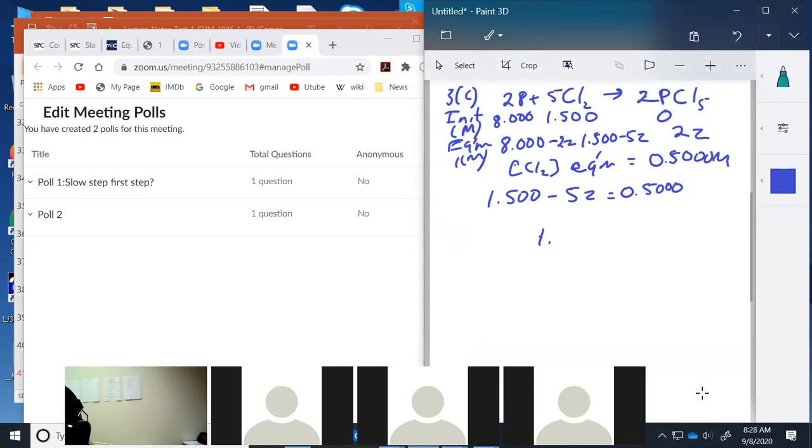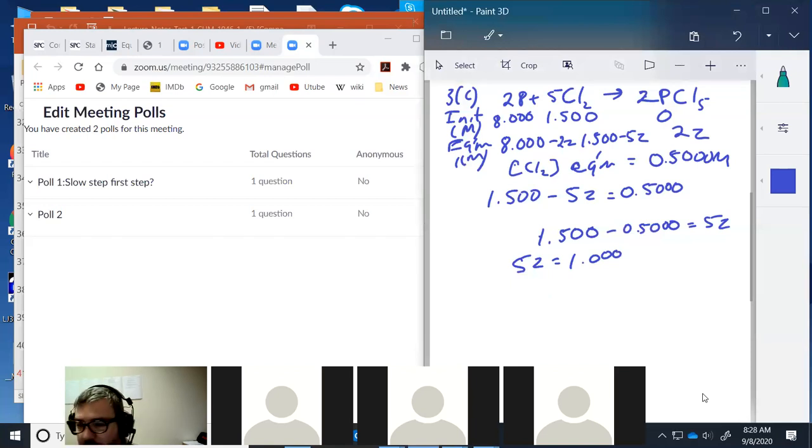You're gonna love this. So 1.500 minus 0.5000 equals 5z. That's fine. So 5z is equal to 1.000. All right, that's what we've got so far. Now, the reason for that is because it goes by the smallest number of places past the decimal. So 1.500 is 3, 0.5000 is 4. So it comes out to 1.000, which is 3 sig figs.